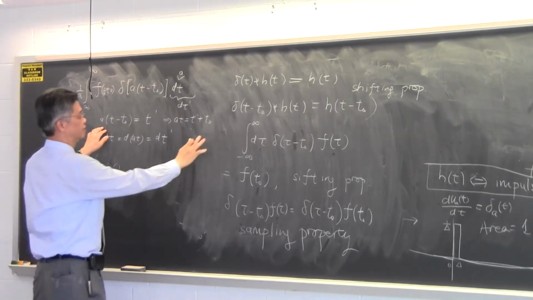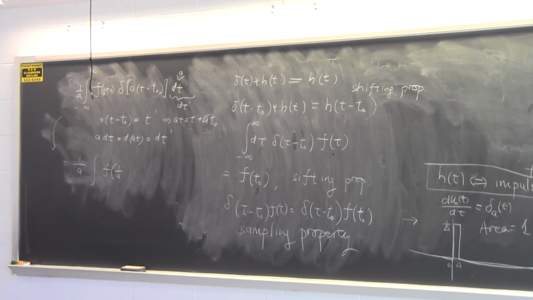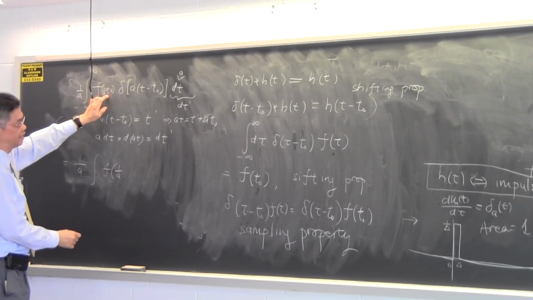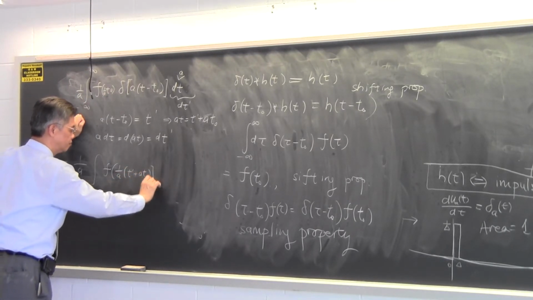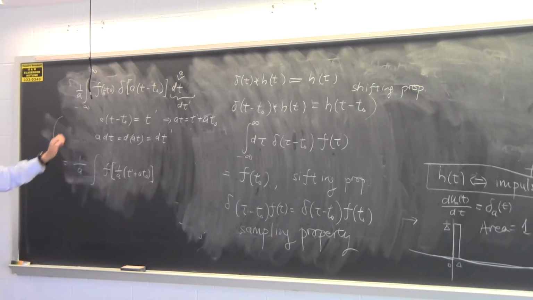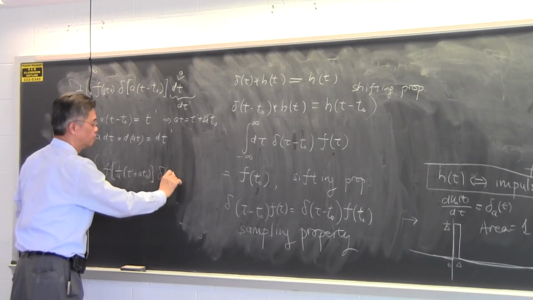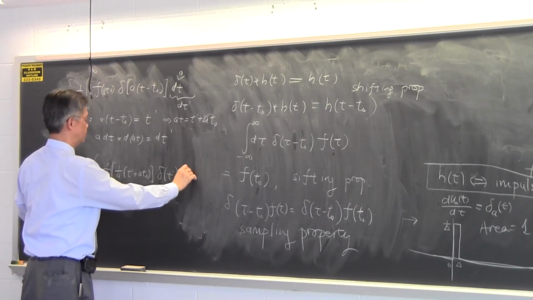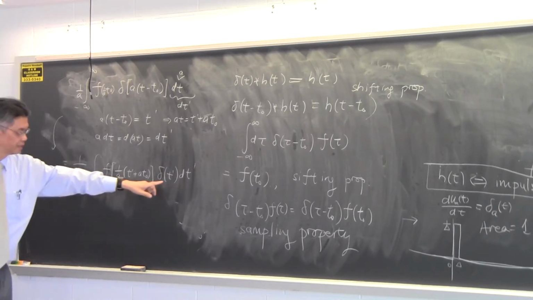Let me see, am I correct? AT is just equal to t prime plus AT naught. So I can write this as 1 over a times f of AT, where AT is just equal to t prime plus AT naught. Okay, and then this one just becomes delta t prime, and then dt prime. Okay, and what do you get when you evaluate this integral now? You set t prime to 0, right?